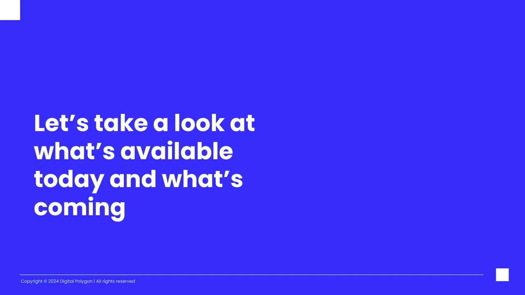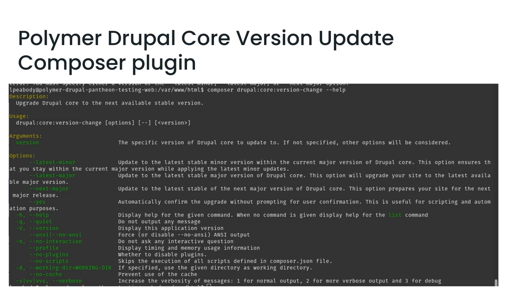So, let's take a look at what's available today and what's coming with Palm. Drupal Core version update with Composer, powered by some clever manipulation of composer.json and the use of the new changes flag introduced in Composer 2.7. How many people use Composer to manage their Drupal application? How many don't?